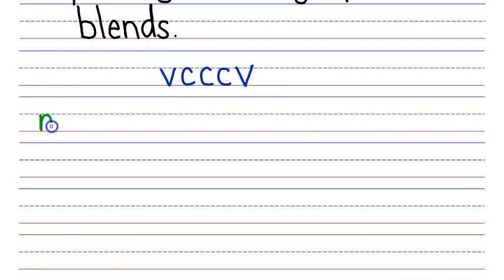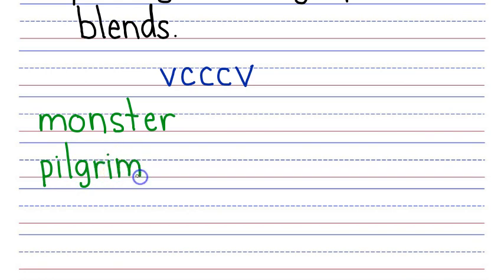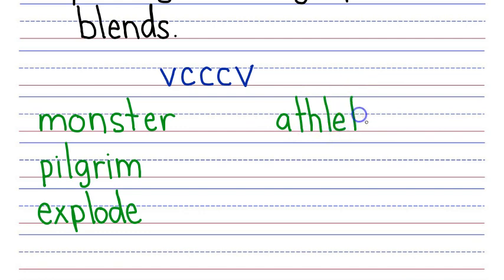We have monster, spelled M-O-N-S-T-E-R. Pilgrim, P-I-L-G-R-I-M. Explode, E-X-P-L-O-D-E. Athlete, A-T-H-L-E-T-E. And mushroom, M-U-S-H-R-O-O-M. So first, let's identify the vowels in these words.